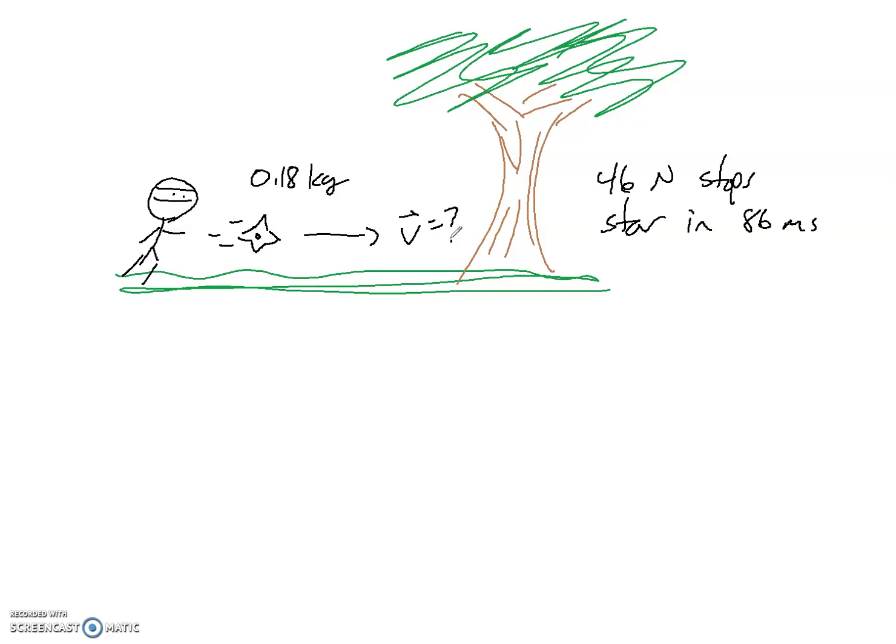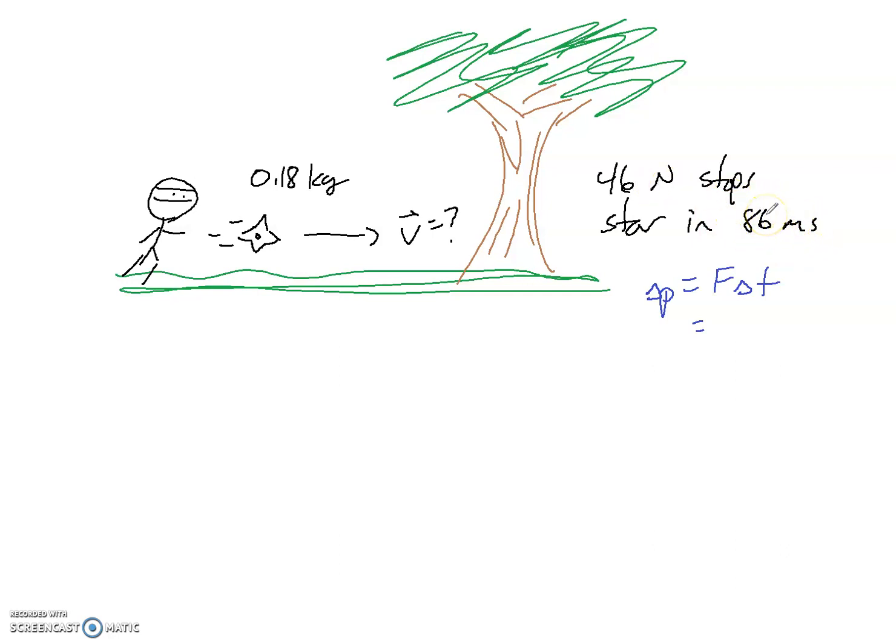Okay, well, let's see what we can do here with the information that we are given. Over here, we just have the mass. There's not much here, but over here we've got force and we've got time. And with force and time, we can find impulse. So I'm going to start with that. So the impulse would be force times time. So I've got a force of 46. My time is 86 milliseconds, so that's 86 times 10 to the negative 3, or 0.086 seconds.